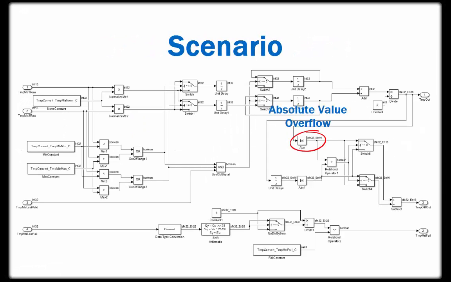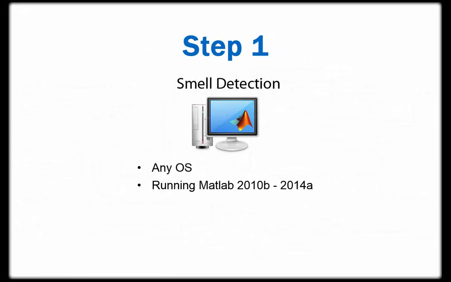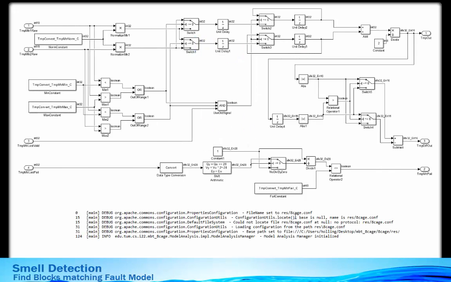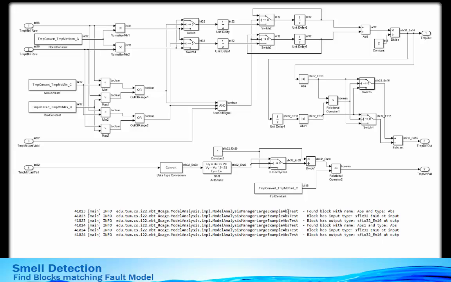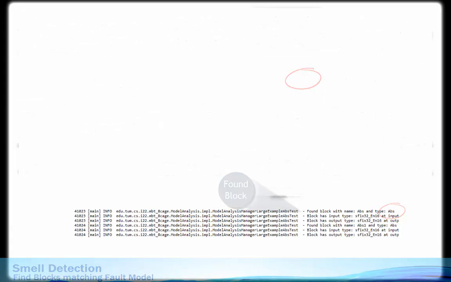In our scenario, we want to find an absolute value overflow that's caused by this block. The first step is the model analysis, which is run in Matlab, and we're going to tell Matlab to find any absolute value block that has an integer input. Among the set of found blocks is our block that's going to cause the failure.